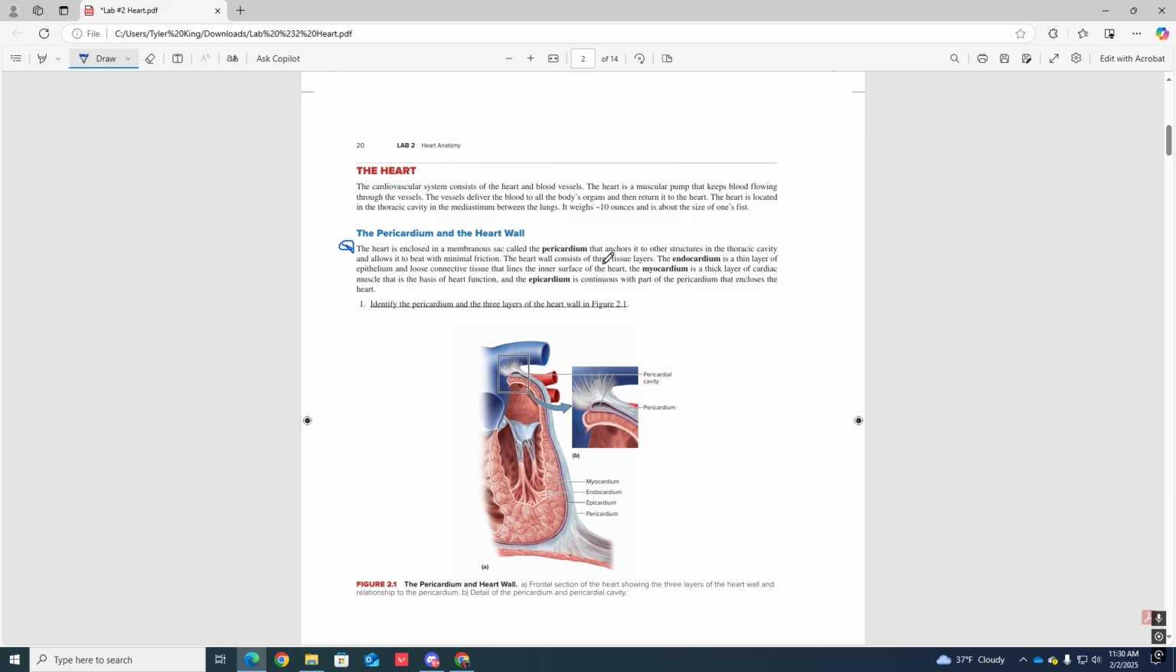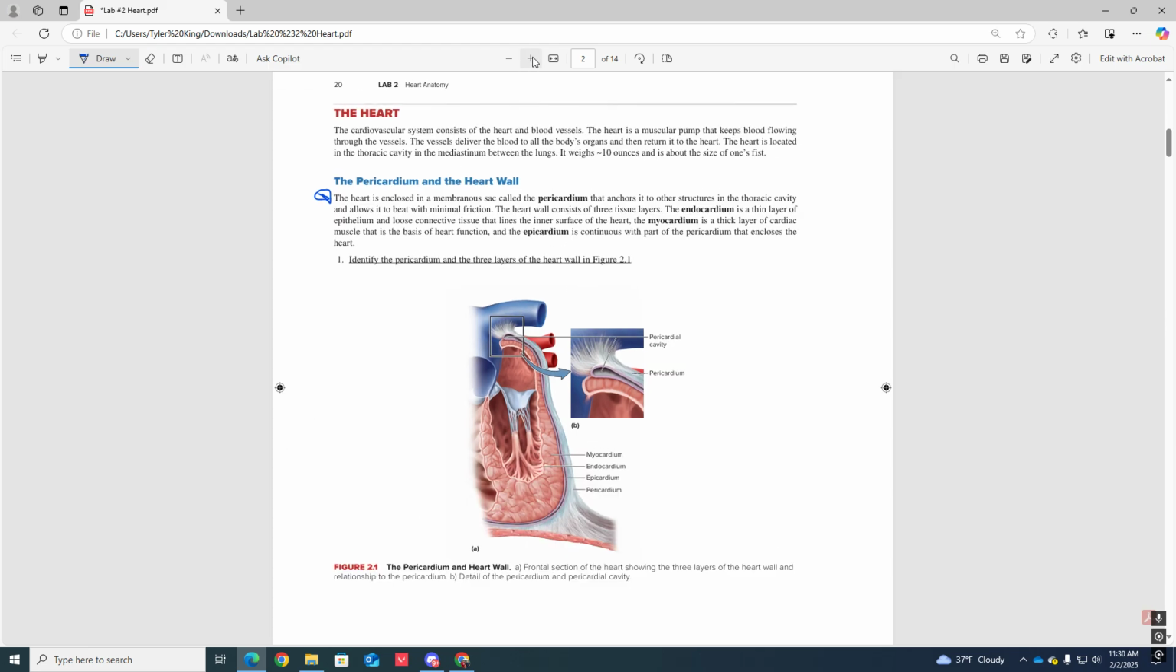The heart wall consists of 3 tissue layers. The endocardium is a thin layer of epithelium and loose connective tissue that lines the inner surface of the heart. The myocardium is a thick layer of cardiac muscle that is the basis of heart function. And the epicardium is continuous with part of the pericardium that encloses the heart.